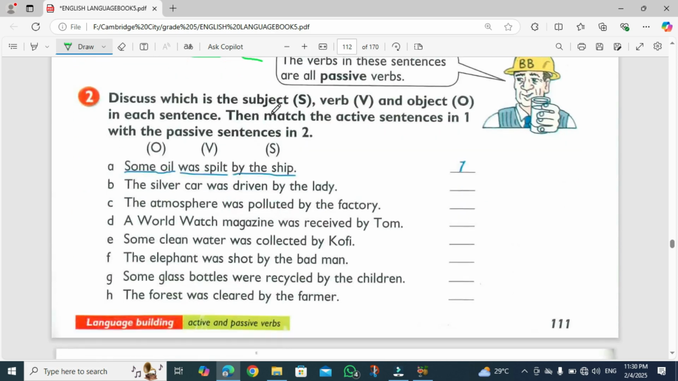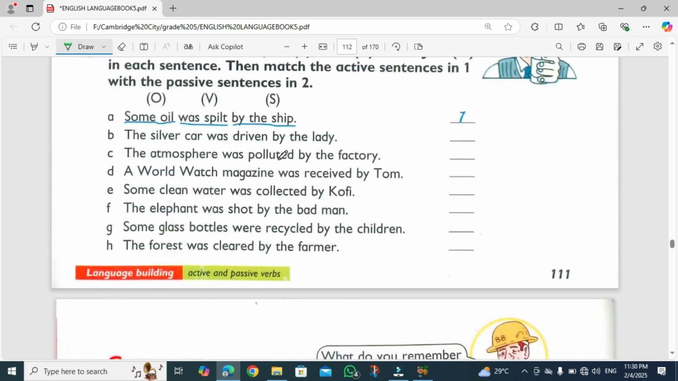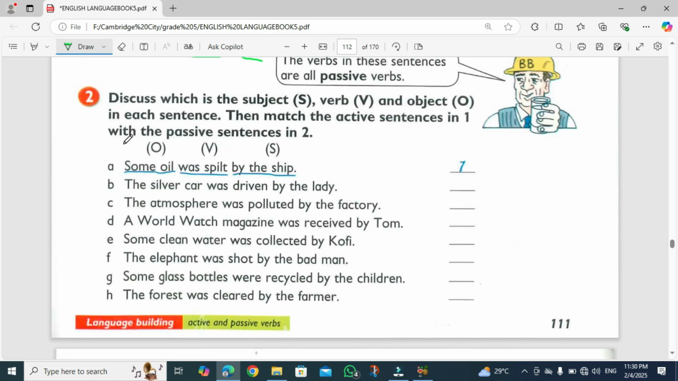Now let's move here and look at this one here. Some passive sentences here. All the sentences here are passive. Why? Because here it is going to be different. The object is going to be first. The subject is going to be the last one. A. Some oil was split by the sheep.